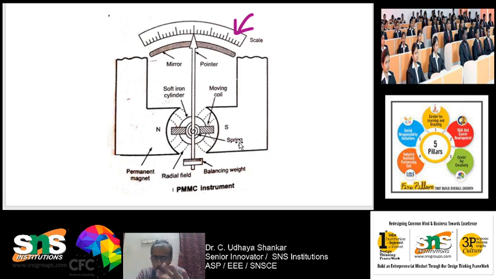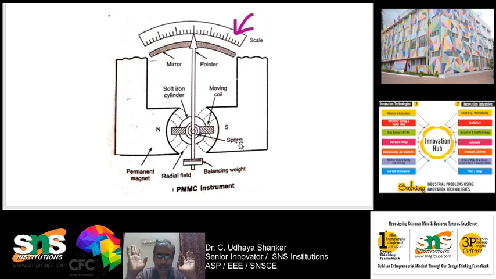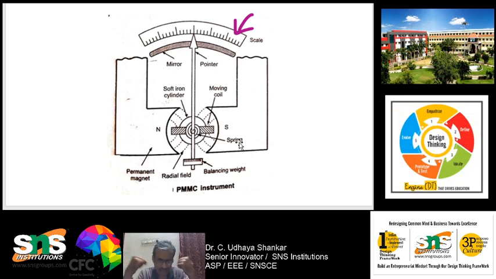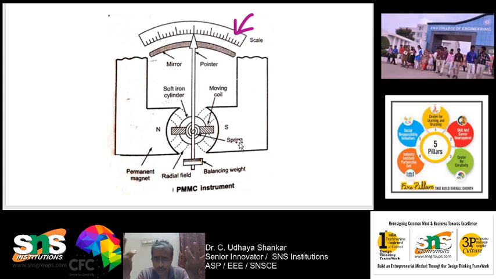Uniform scale, low power consumption of 25 microwatt, high accuracy, high sensitivity, and the damping due to eddy current is very good, and high quality damping is achieved, and it is not affected by the external magnetic field. So what are the drawbacks? The drawback is it is very costly, because we are using the permanent magnet. It is very costly. Okay, and the main drawback is it can be used only to measure DC. It cannot be used to measure AC.